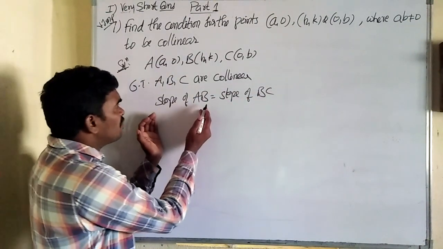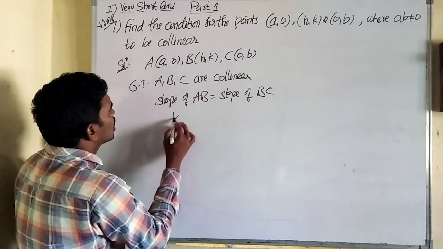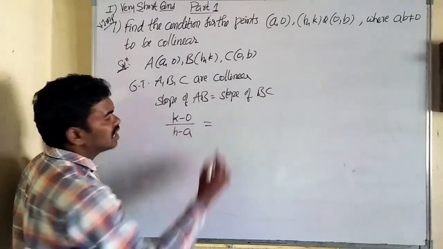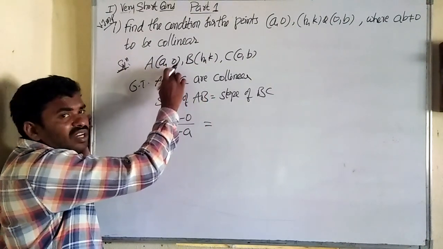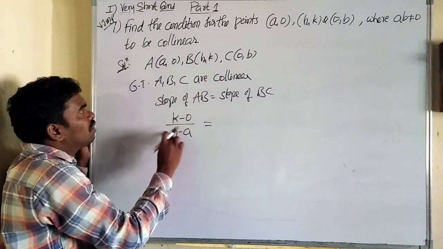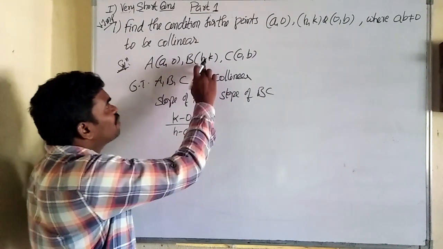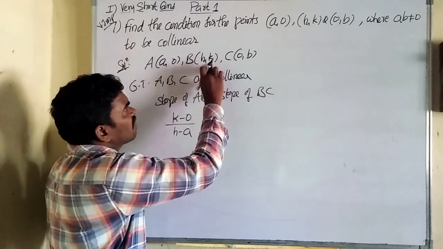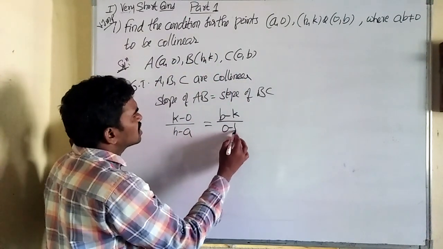Okay, what is slope of AB? For A and B we apply y2 minus y1, that means k minus 0, by x2 minus x1, h minus a. Is it clear? Slope of AB means A taken as (x1, y1), B taken as (x2, y2), and y2 minus y1 means k minus 0 by x2 minus x1, h minus a. And for slope of BC, B is considered as (x1, y1) and C as (x2, y2). So y2 minus y1 means b minus k by x2 minus x1, 0 minus h.